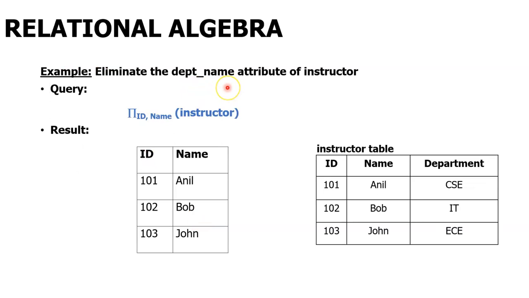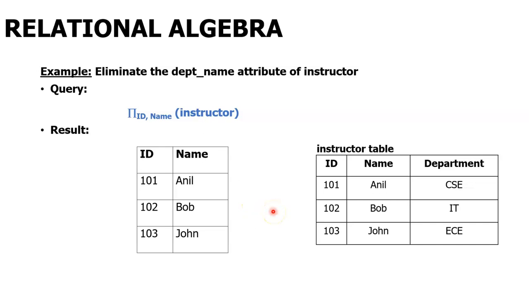So coming to an example, here I have to eliminate the department name attribute of the instructor. So I want to eliminate the department name. How will I process it? I will not delete it. Instead, I will just make sure to select what I want, so that the rest automatically get deleted. So I want ID and name from the instructor, so the remaining three will get deleted.